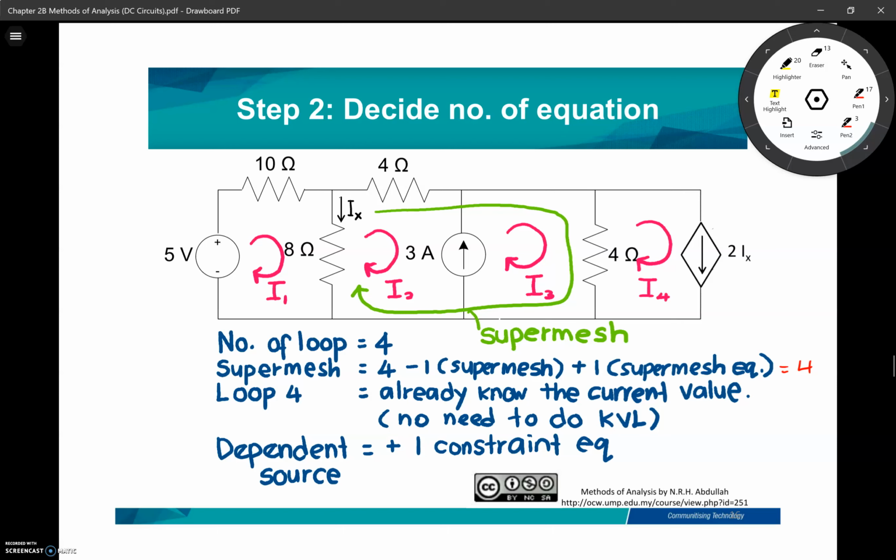And then for loop number 4, we already know the current value. No need to do the KVL because the mesh current here is equal to the branch current. The current at this branch is 2Ix. So no need to do the KVL equation at this loop. And then you can see that there is a dependent source, which is a current source. Therefore, you have to add another one equation that is called a constraint equation. So for the constraint equation, what is Ix?